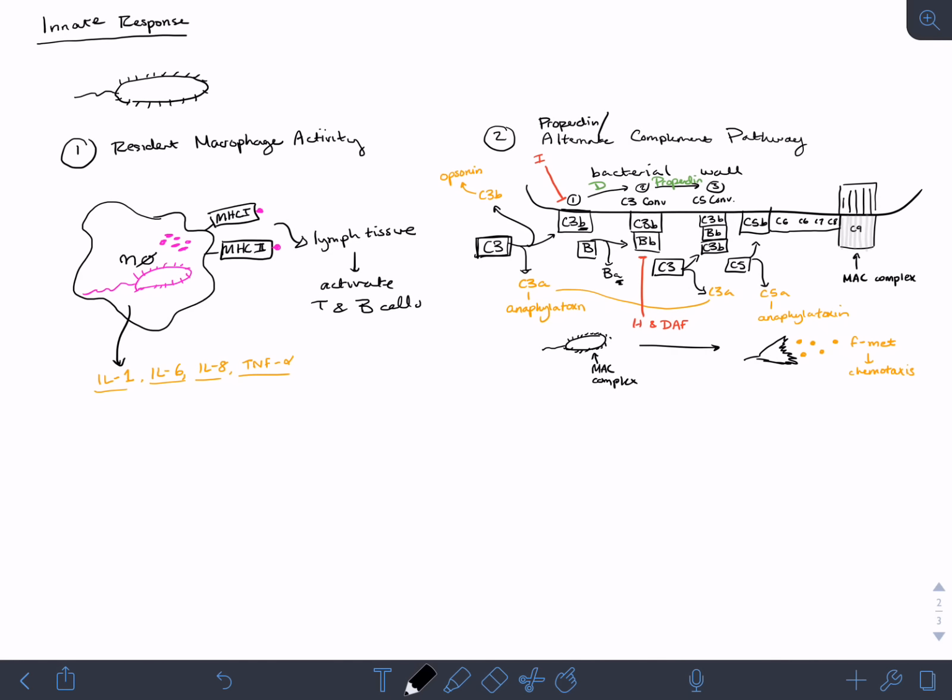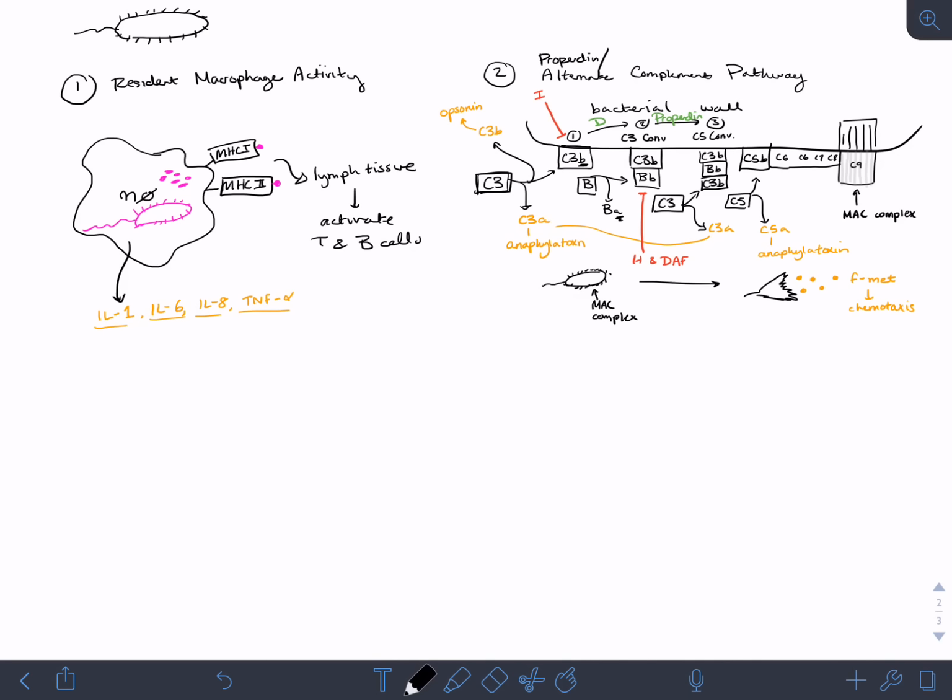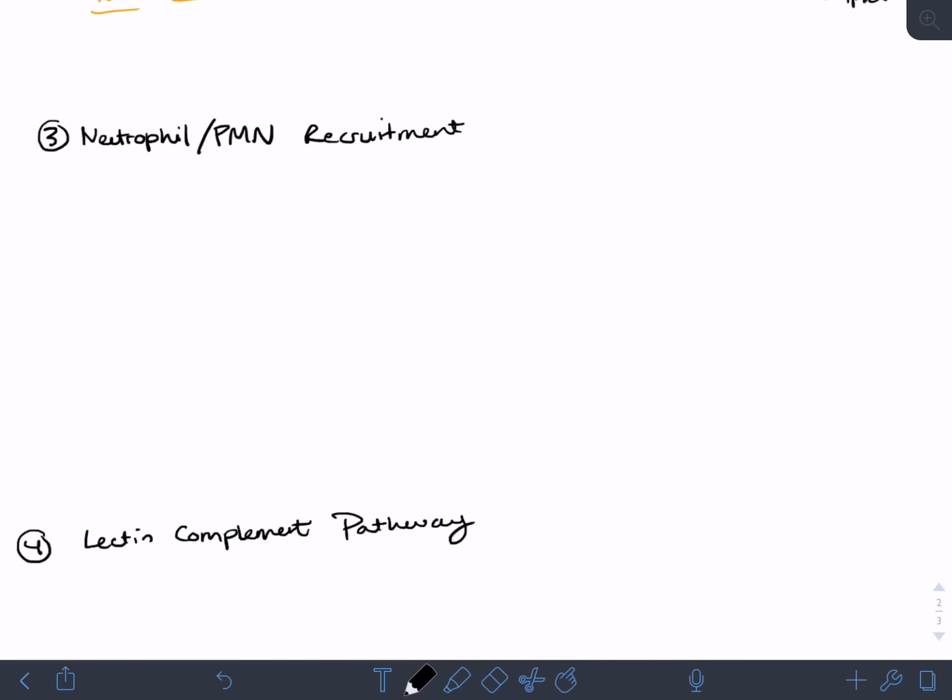All right, so now I mentioned that all the stuff that I drew in orange, these are the things that are going to result in the next two steps, which are also going to happen simultaneously. So what are the next two steps? Step number 3 is going to be neutrophil, also known as PMN, recruitment. You're going to recruit neutrophils. And step number 4, I'll give this some space, is going to be your lectin complement pathway.